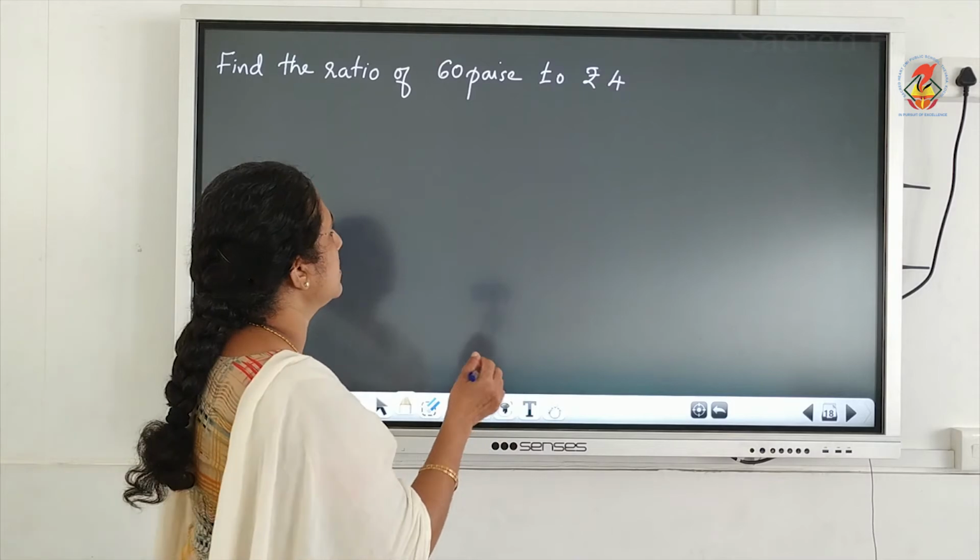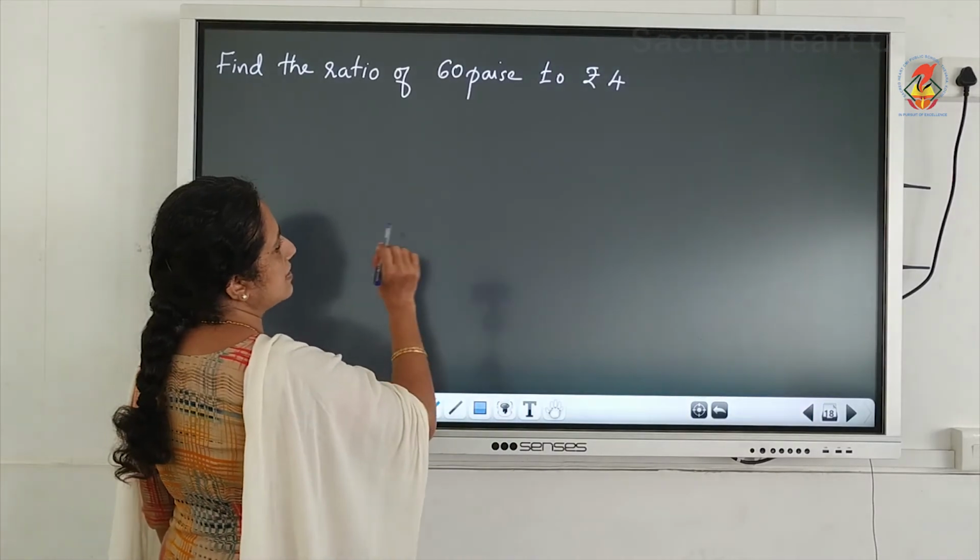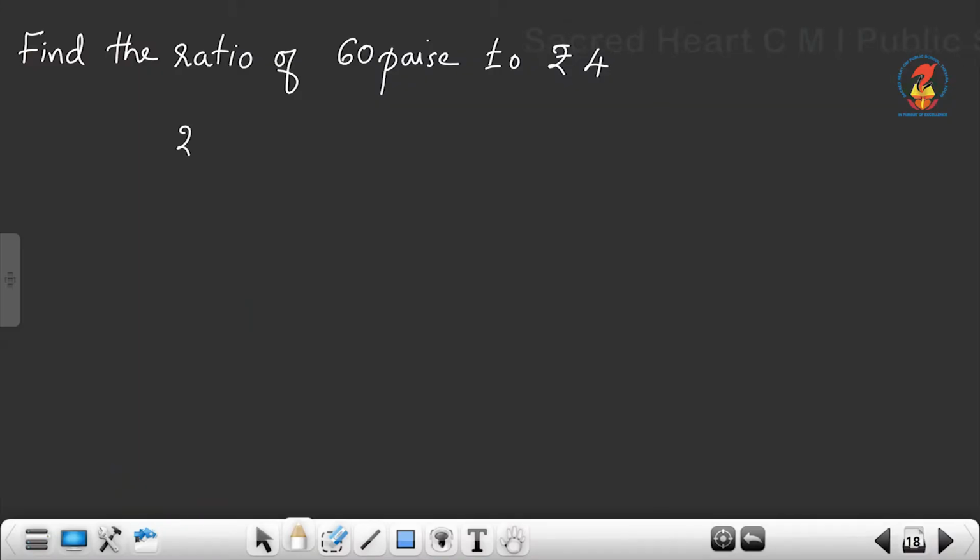So, how can you equalize? 60 paise is 60 paise itself. Rupees 4, you can convert into paise. So, 1 rupee, how many paise? 1 rupee is 100 paise. Therefore, 4 rupees means it is 400 paise.